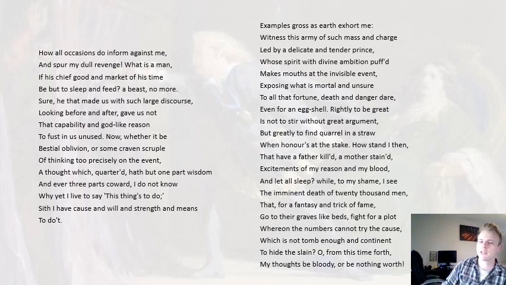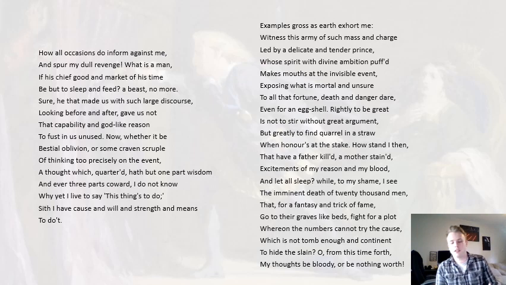And he's reflecting on it now, and through this introspection he says, well, I don't have any reason why I haven't done it yet. I should have done it by this point. I have cause and will and strength and means to do it. So we then get that kind of syndetic listing, he's got everything he needs to do it, cause and will and strength and means to do it.